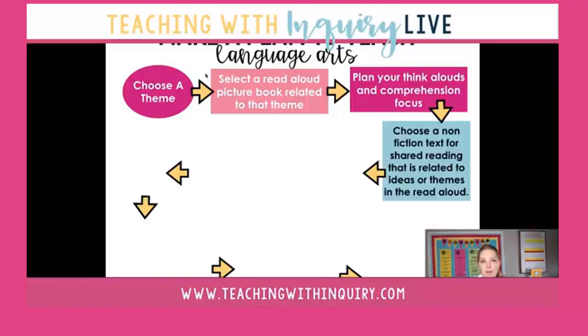The fourth step is to choose a nonfiction text for shared reading. This is where I might look at themes, where if there is a topic covered in the story or an idea that is presented, I can follow that. I can find similarities. Maybe for a character in the story, I can find a real life hero who emulates some of those same traits. And I will choose a nonfiction text that I can use for my shared reading.